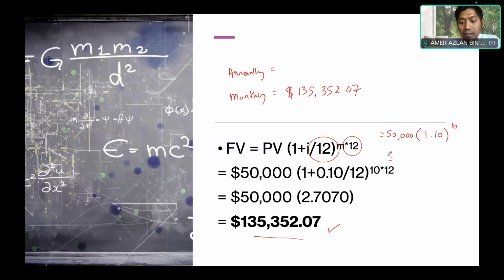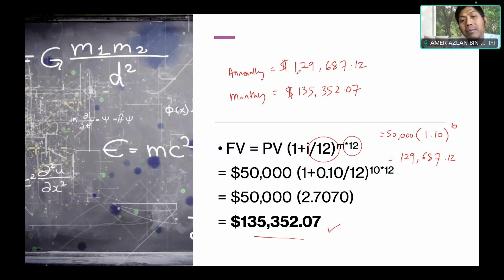So if you calculate this, you would get 129,687.12. So if you invest 50,000 in an account that gives you a return of 10% compounded annually, the money will grow up to 129,687.12. Now you see the difference here.